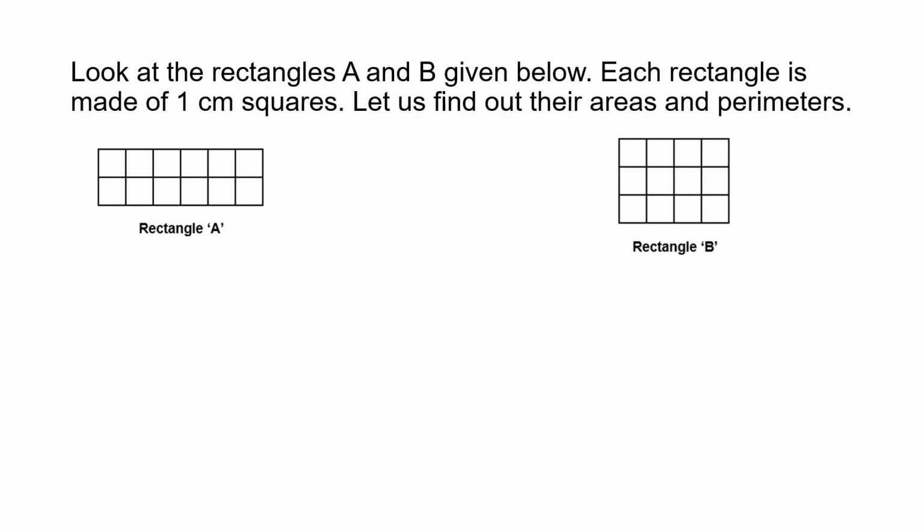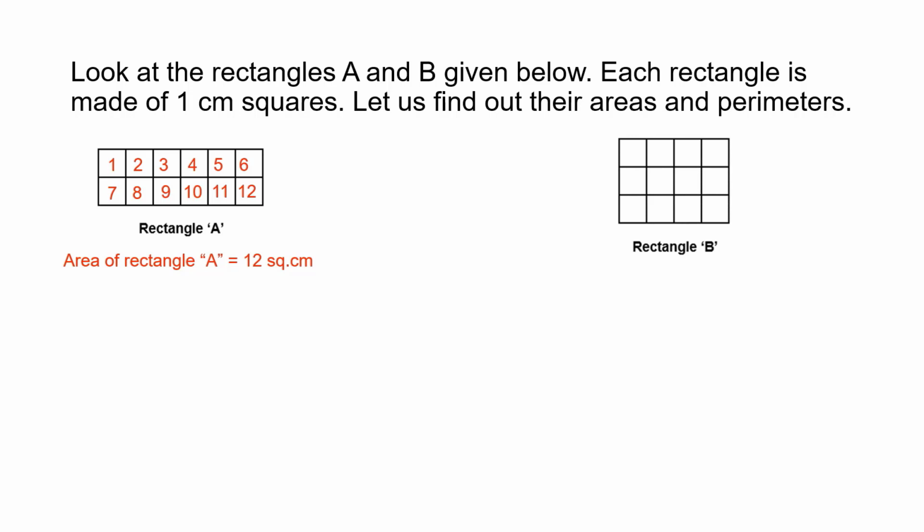This rectangle A is divided into some squares. We can find out the area of rectangle A by counting the number of squares in rectangle A. Let us count the number of squares in rectangle A. Twelve squares are there in rectangle A. So the area of rectangle A is 12 square centimeters.